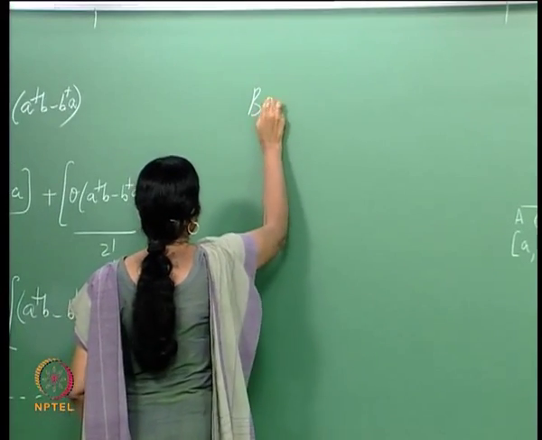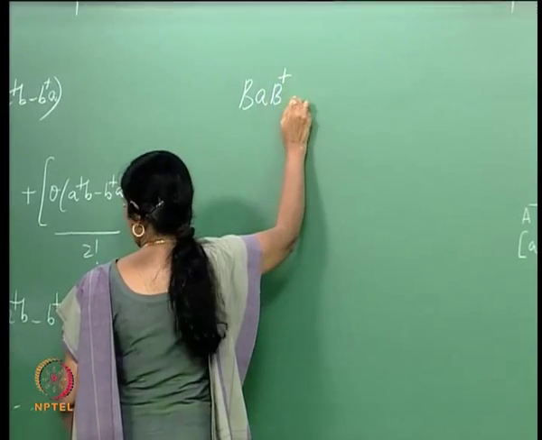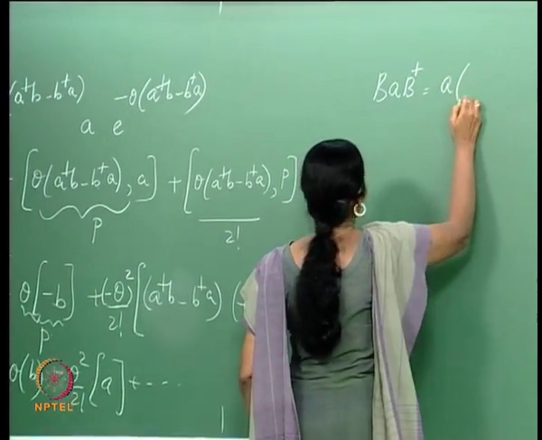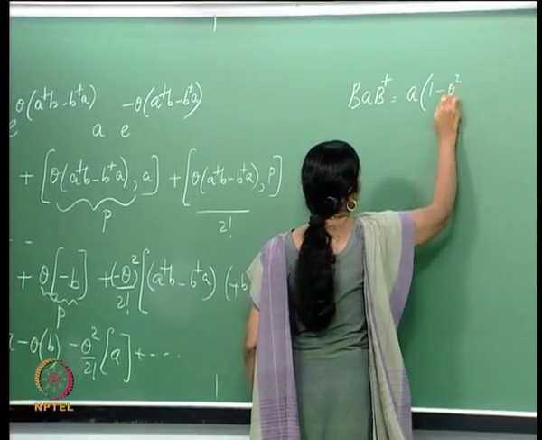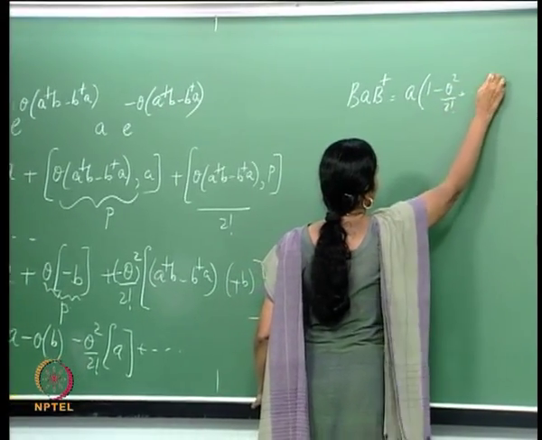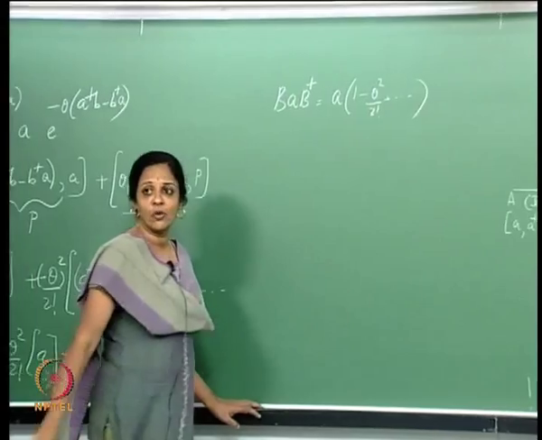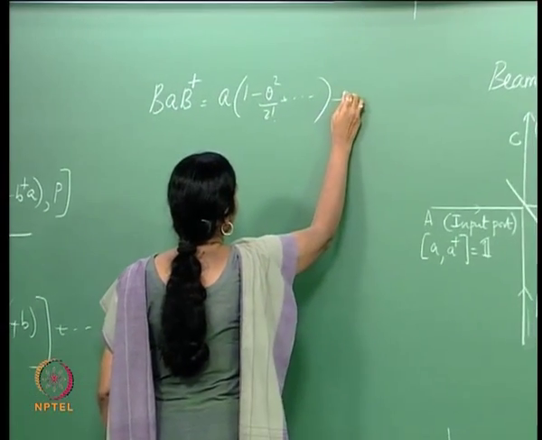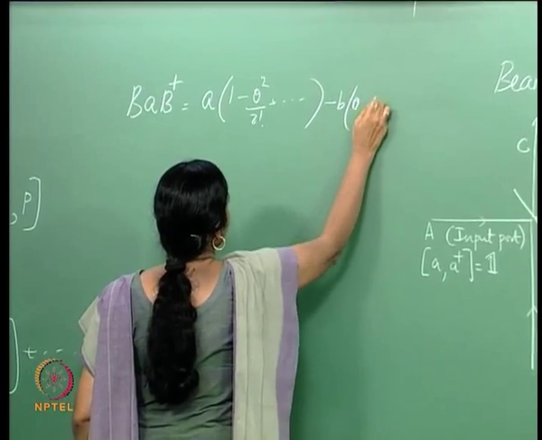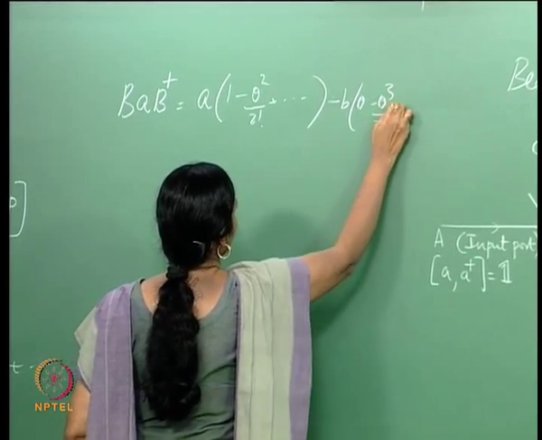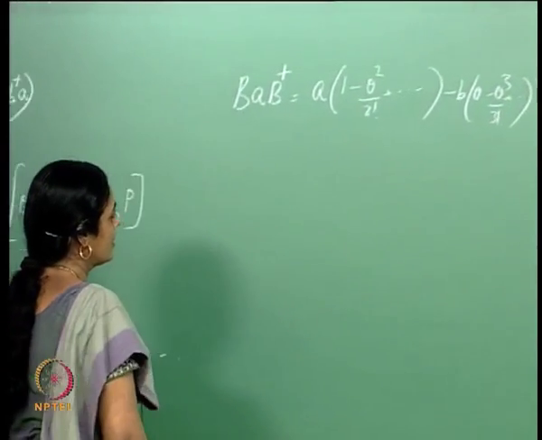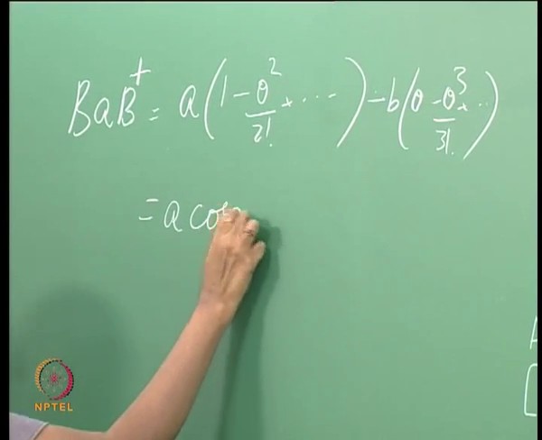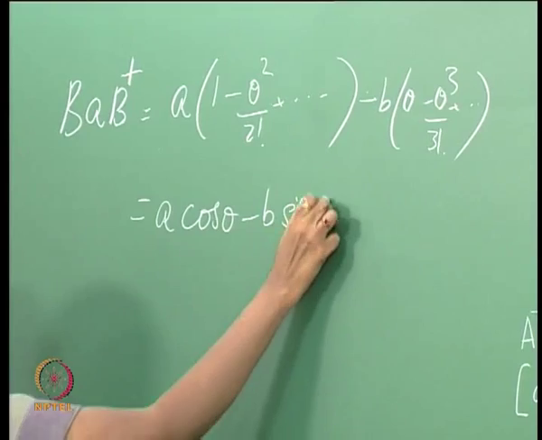that B A B dagger is simply A (1 minus theta squared by 2 factorial plus theta to the power of 4 by 4 factorial plus so on) minus B (theta minus theta cube by 3 factorial plus the rest of the sine series). So, this is A cos theta minus B sin theta.